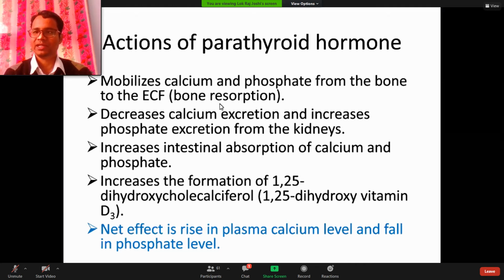But very high levels can even cause an increase in phosphate levels due to excessive lysis from bones. For now, just remember these four actions, and remember the synthesis of vitamin D under the influence of parathyroid hormone. Parathyroid hormone is essential, necessary for formation of this active form of vitamin D3.